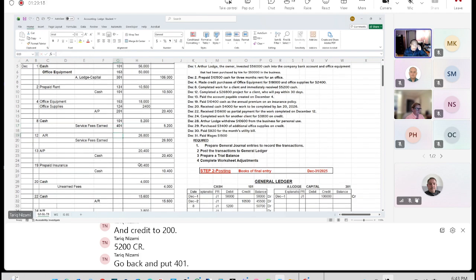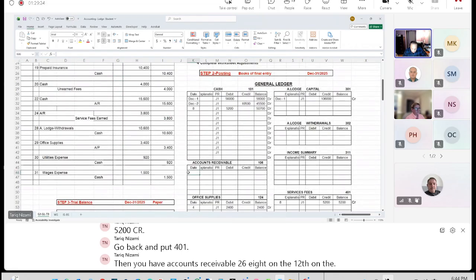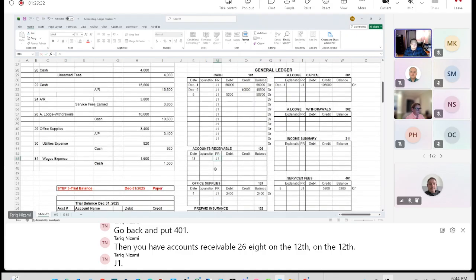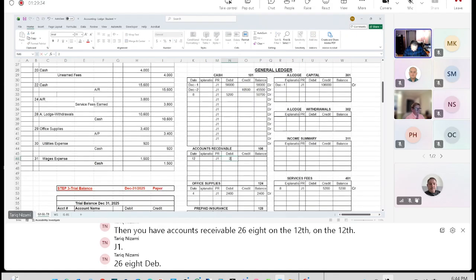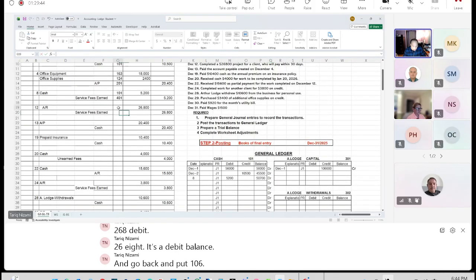Then you have accounts receivable 26.8 on the 12th. On the 12th, J1, 26.8, debit. Tab 26.8. It's a debit balance. And go back and put 106.